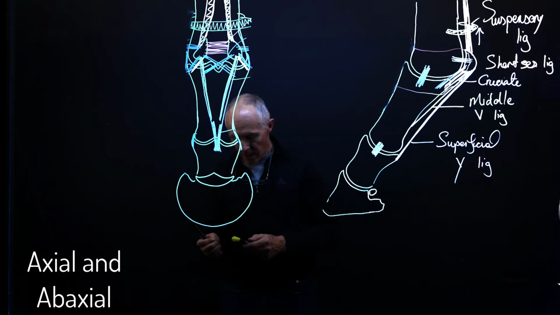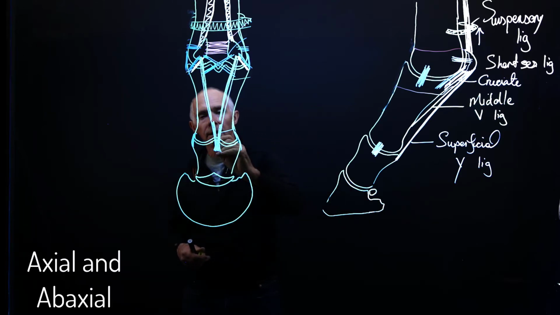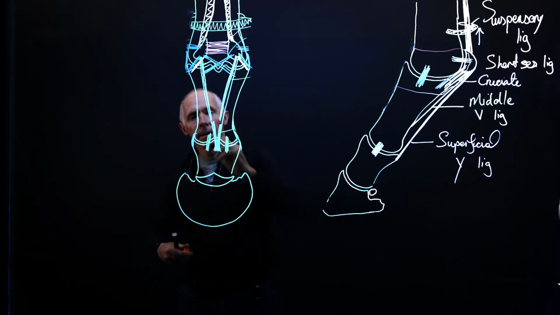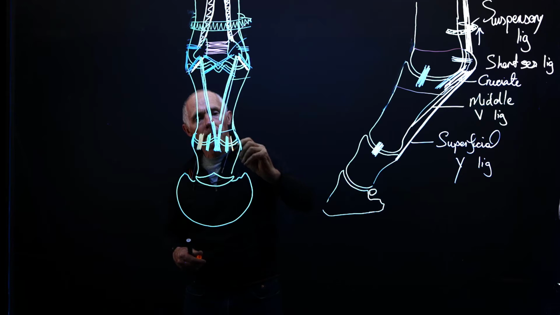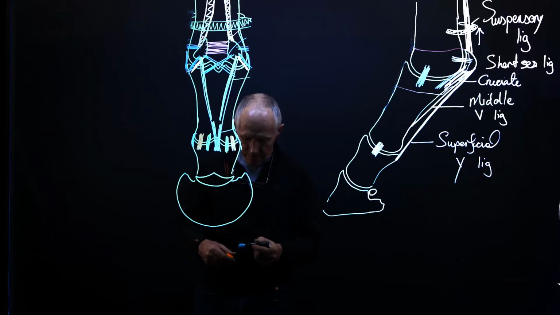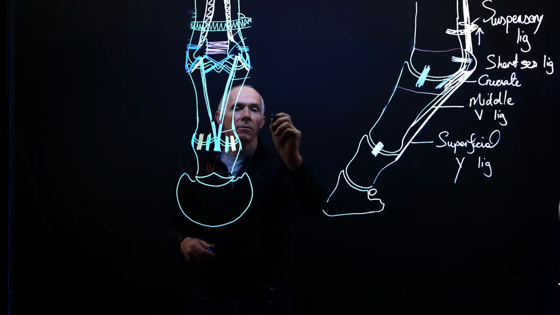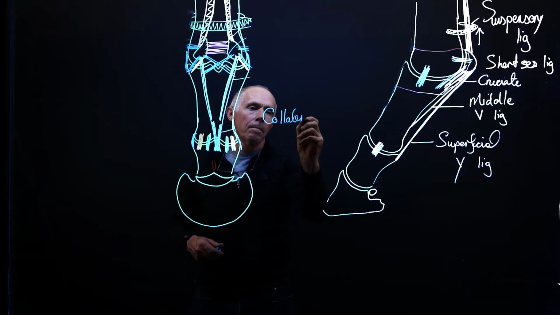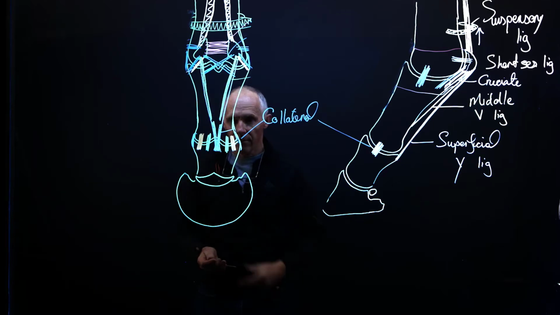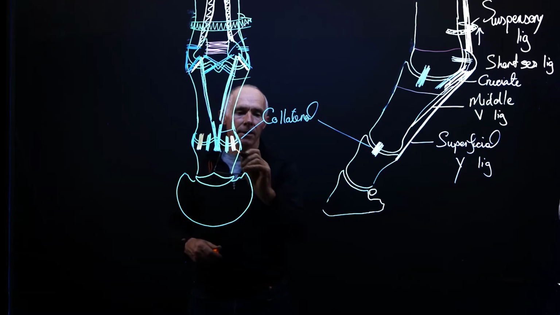Then we have a pair of ligaments called the axial and the abaxial ligaments of the joint. And these ligaments are on the palmar, medial and lateral aspect of the joint. So we've got the collateral, and then we have the abaxial.